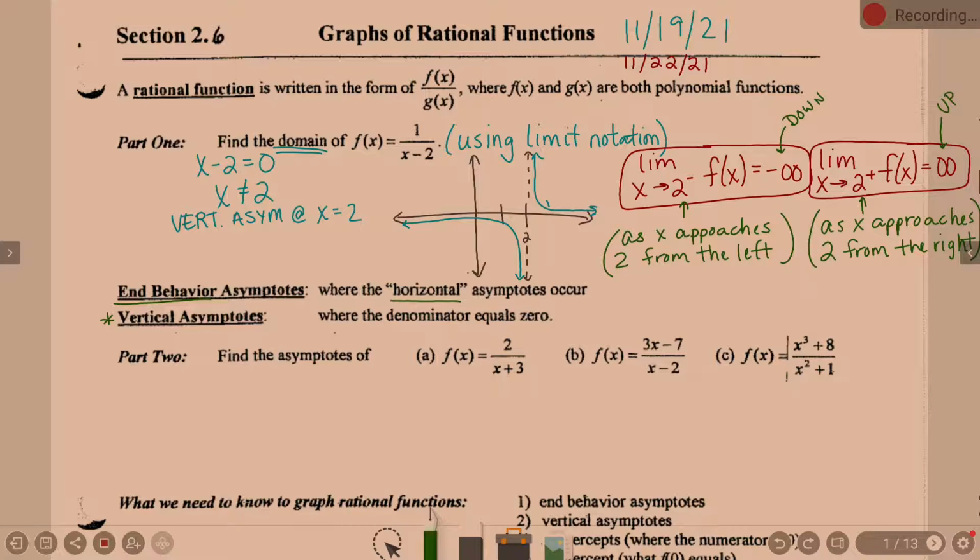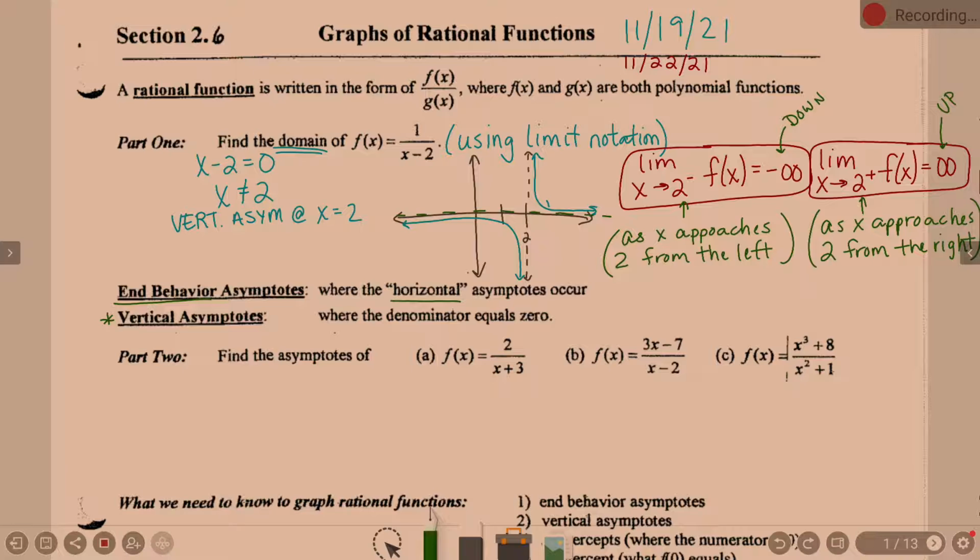The powers? If the powers are the same, if the highest power on top and bottom are the same, we look at those lead coefficients. If the bigger power is on top, there's no horizontal asymptote. And if the bigger power is on bottom, the horizontal asymptote is y equals 0. Notice, I drew it in without really talking about it, but did we have a horizontal asymptote here? We did. It's a horizontal asymptote at y equals 0, so across the x-axis.